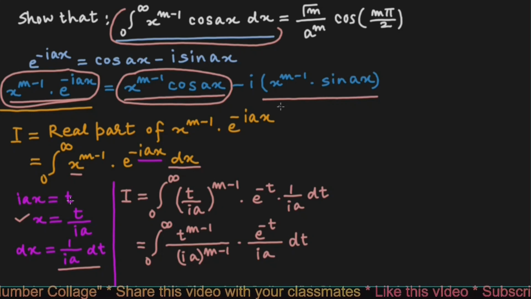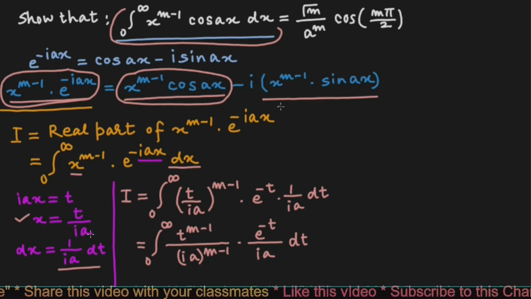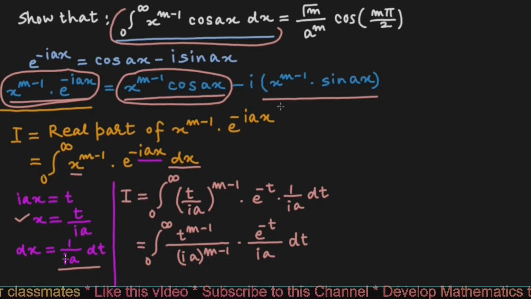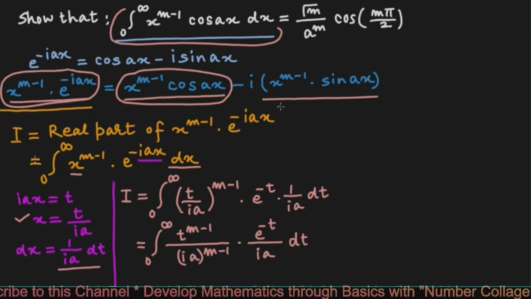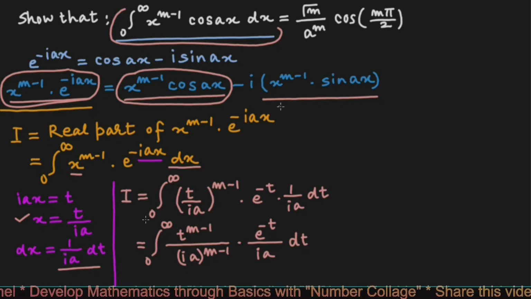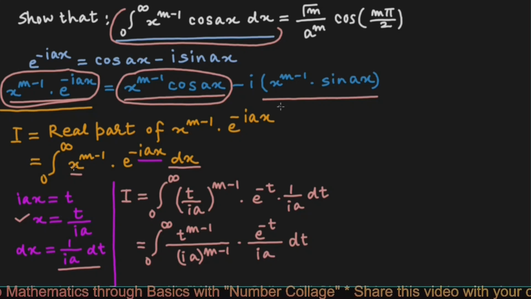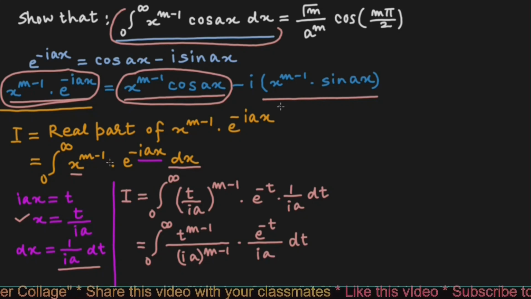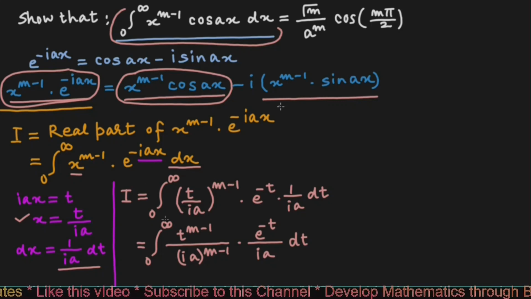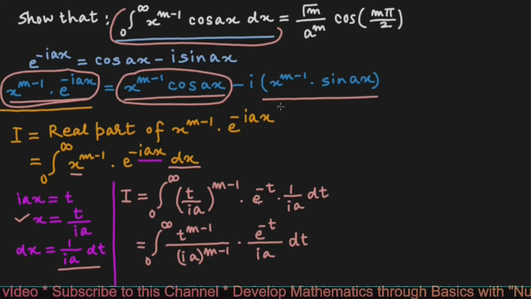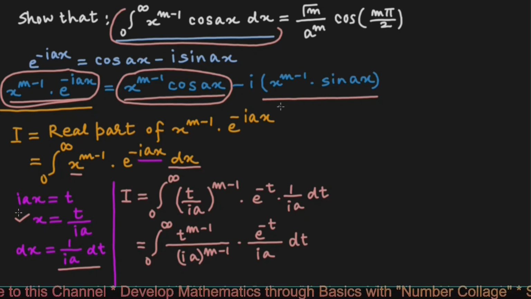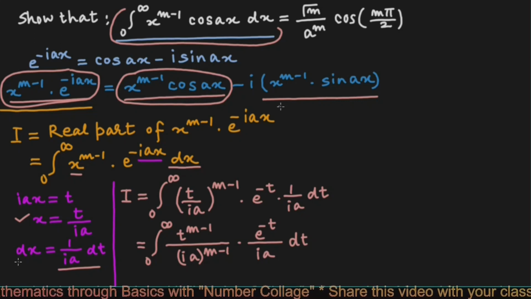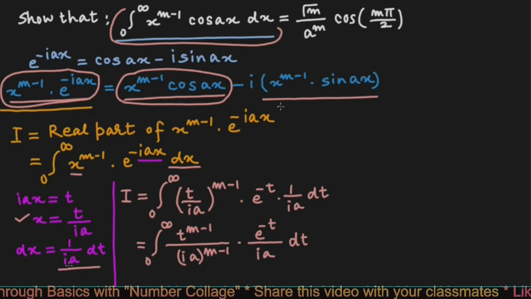Let iax equal t, so that x will be t upon ia. After differentiation, we get dx equals 1 upon ia dt. Now we write this integral I equals integral from 0 to infinity. In place of this x, we put its value (t upon ia) raised to m minus 1, into, in place of e raised to minus iax, we write e raised to minus t, because iax is t, into, for this dx, we write the value of dx here, 1 upon ia into dt.